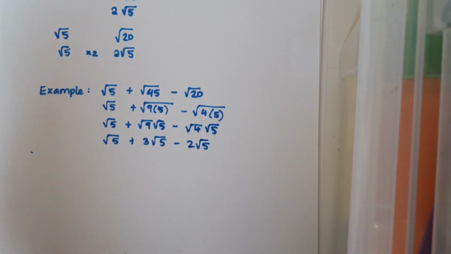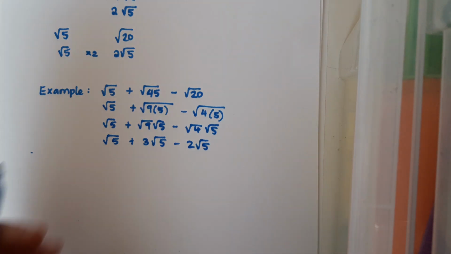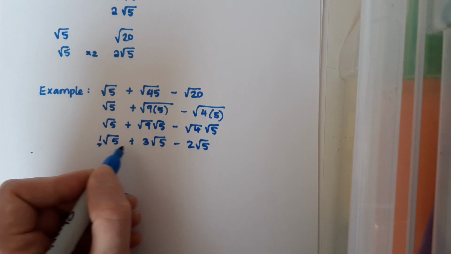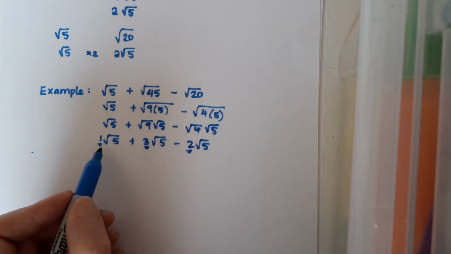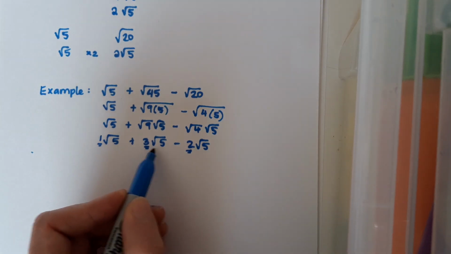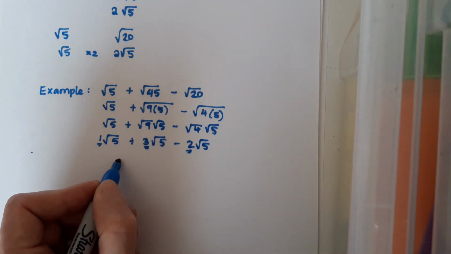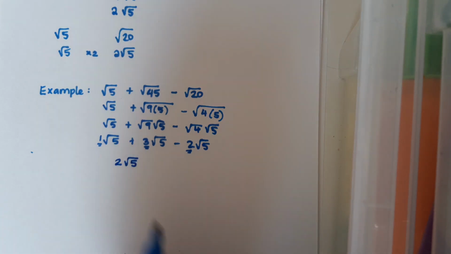When I get to this stage, it's almost like I'm doing algebra. It's almost like the root 5 is taking the place of an x. So what I'm really going to look at is the coefficients of each of those root 5s when I'm trying to simplify this particular calculation. So I've got 1 and 3 is 4, take 2 is 2. So I've got 2 root 5s as my solution.